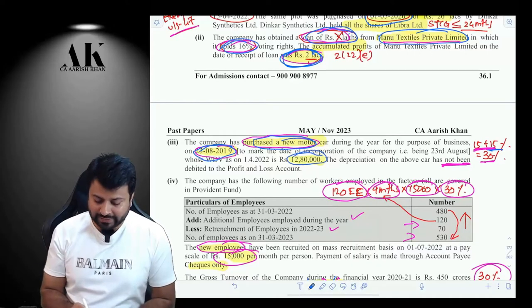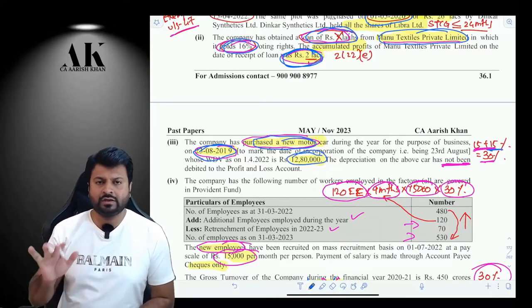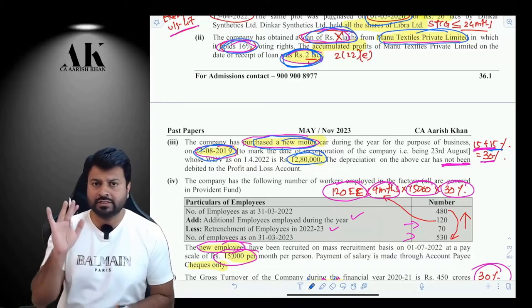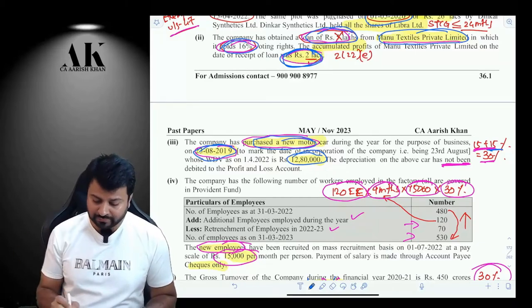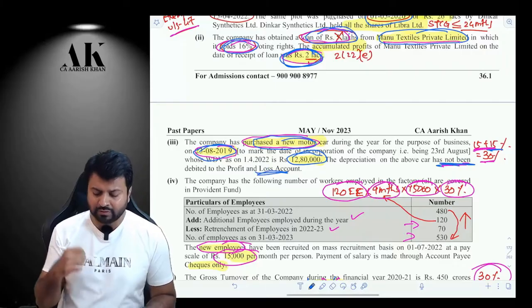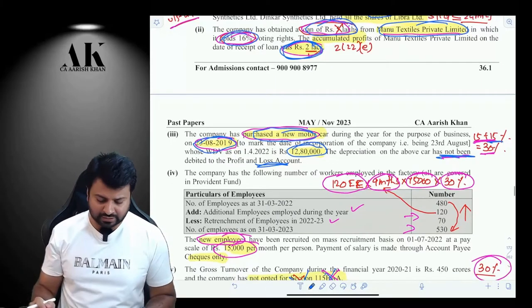It means in the current year, on 12,80,000 WDV, you are going to get depreciation of 30% instead of 15%. Be very careful. Now, this depreciation is not taken in the above calculation. So, you have to reduce that much depreciation from your P&L.